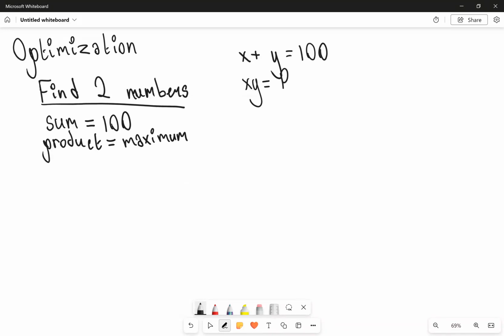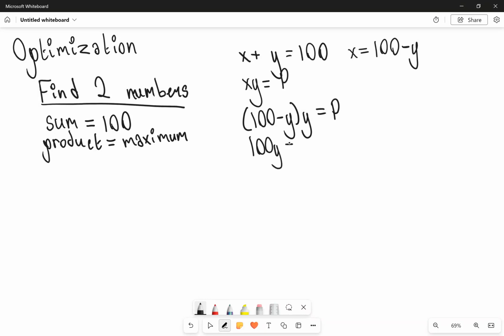If we have x plus y is equal to 100, then x is equal to 100 minus y. Then we can plug that into this bottom equation: (100 minus y) times y is equal to P. That means 100y minus y squared is equal to P. Well, this is a kind of weird equation to solve because now you have two variables that you have to really solve for, right?